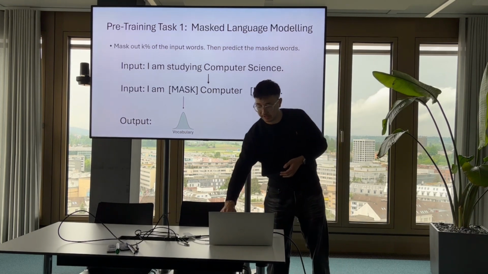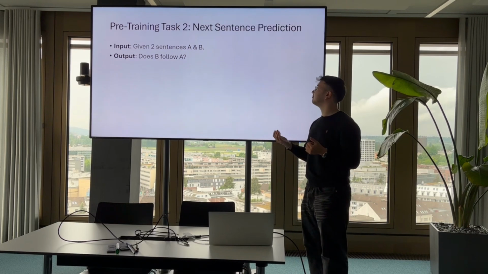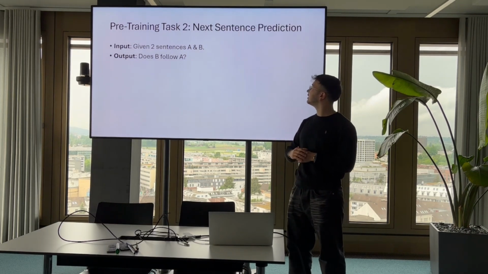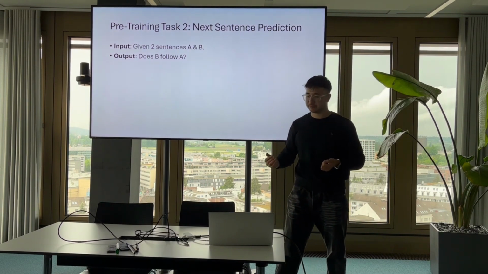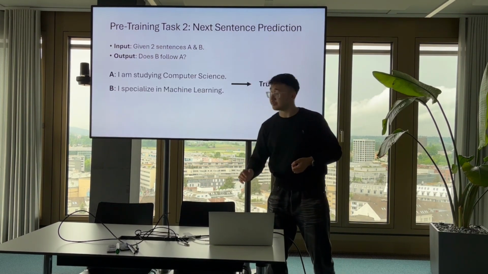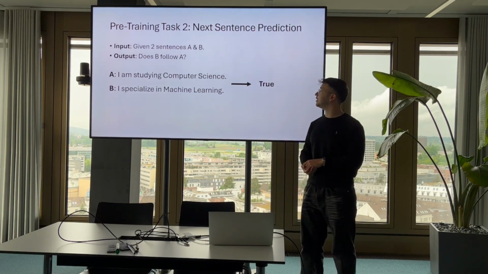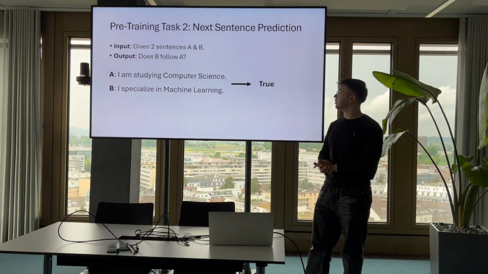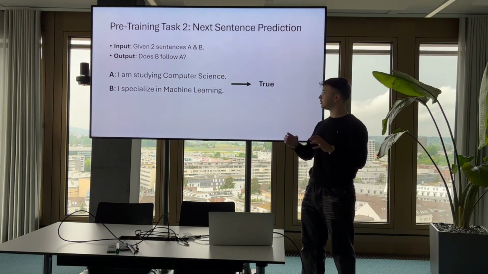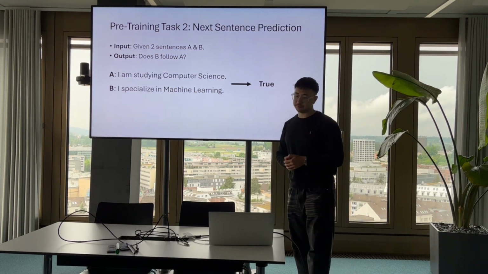Okay, let's look at the second task. This is very easy. Next sentence prediction: given two sentences A and B, does B follow A? For example, sentence A is "I'm studying computer science," B is "I specialize in machine learning," and BERT tries to predict whether B strictly follows sentence A. And in this example, it is true.